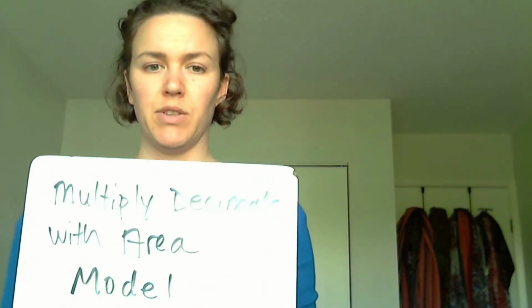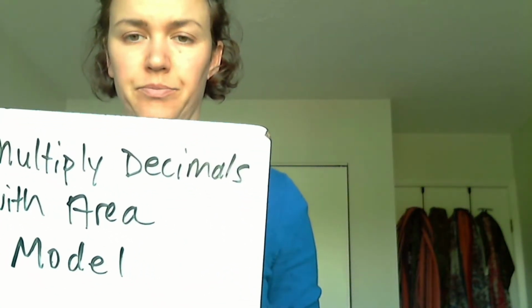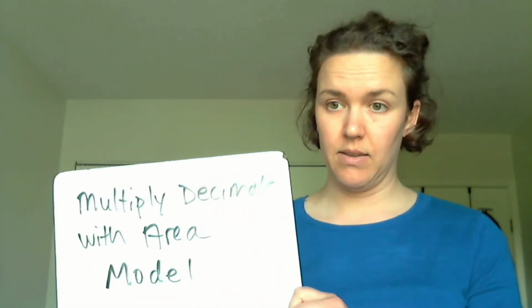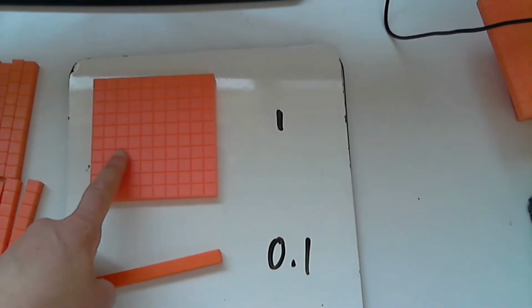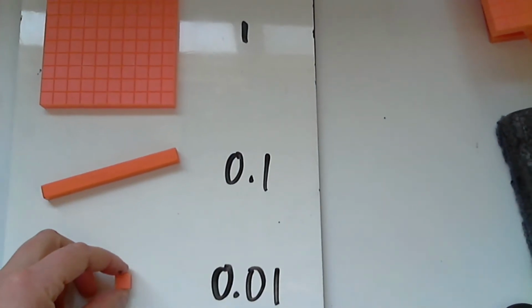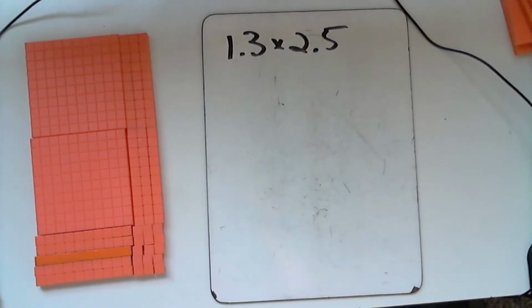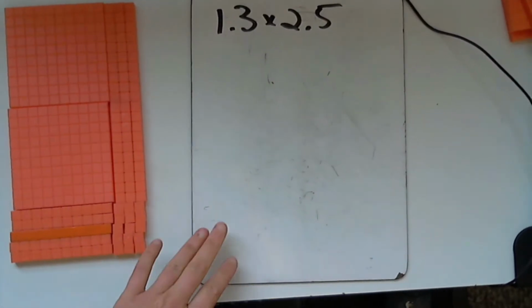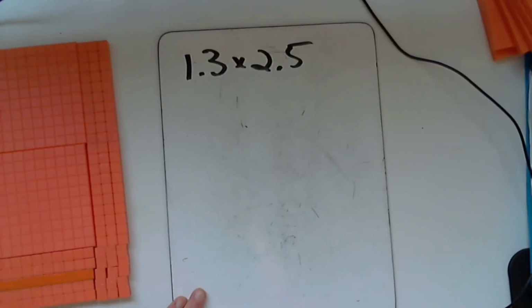This video is for multiplying decimals with an area model. First we will use manipulatives and then we will do a drawing. Here's our legend. The flat square is 1, the stick is 1/10, and the cube is 1/100th. So here the first question is 1 3/10 times 2 5/10.